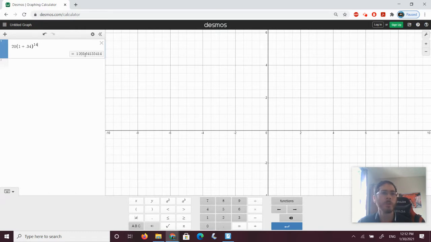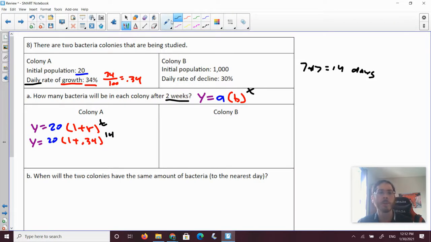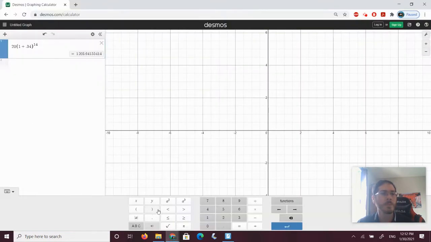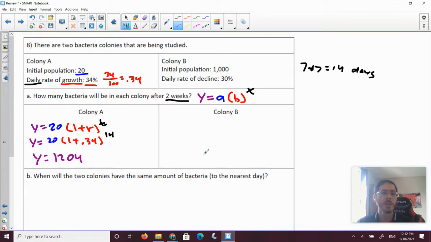So either 1204 if you want to round up, 1203 if you want to say, well, we don't get the last bacteria yet. Either one is going to be okay. It's up to interpretation. I'm going to say 1204, I'm just going to round it, but either one would be okay. Wait, was that 1204? Yeah, okay. All right, so that's what we've got for colony A.